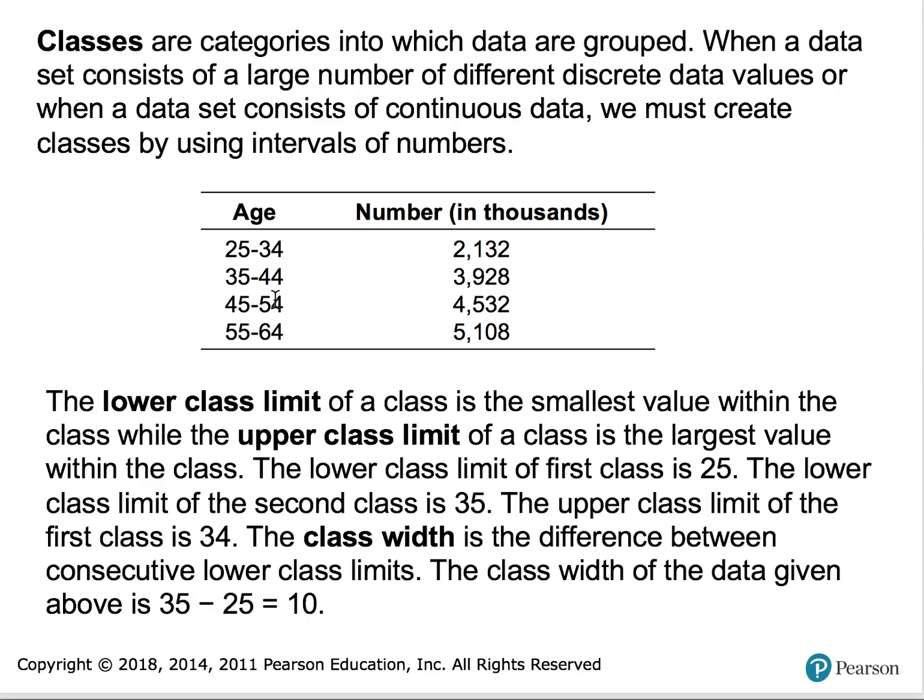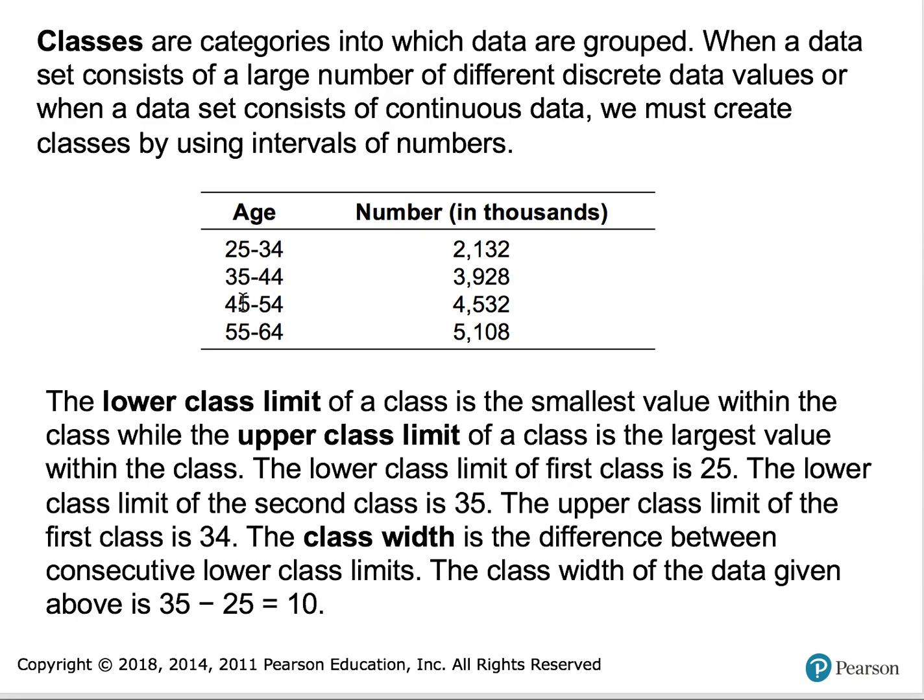Okay, the class width is the difference between consecutive lower class limits. Now, don't subtract the 25 from 34. You've got to do it between two classes. 35 minus 25, 45 minus 35, any two classes. You could even do this, 54 minus 44. Ideally, do it somewhere in the middle also, and we'll see why in just a minute.